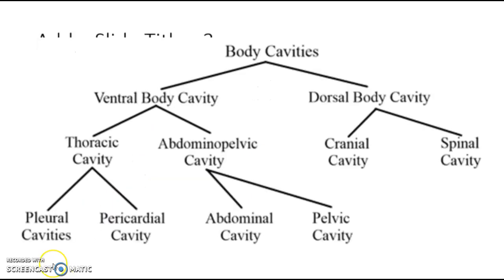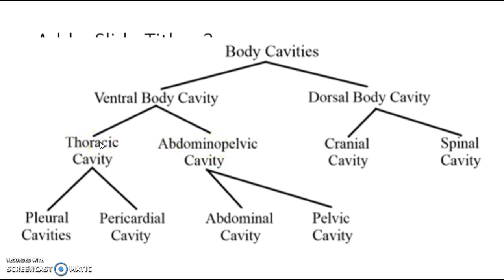This chart kind of gives us a breakdown of body cavities in general. There are two main divisions. We spoke of the ventral body cavity within the chest and stomach region, the dorsal body cavity containing our brain as well as our spinal cord. The ventral body cavity is broken down into two smaller cavities, the thoracic cavity and the abdominopelvic cavity. The thoracic, once again, is part of our chest. The abdominopelvic is below our chest and into our pelvis region.